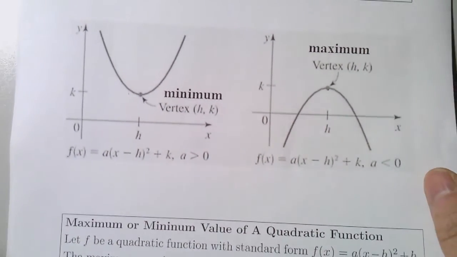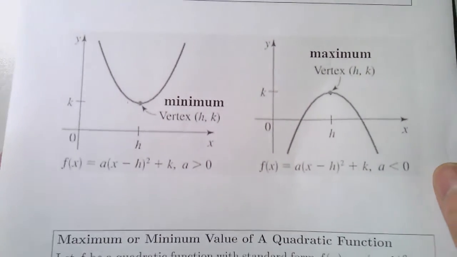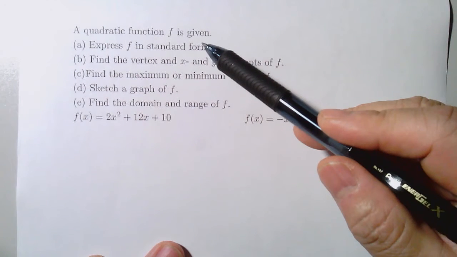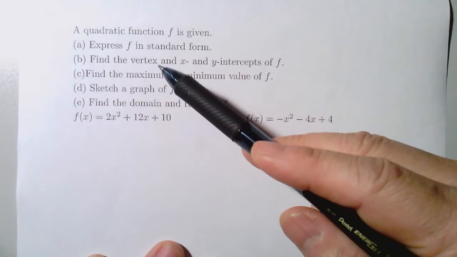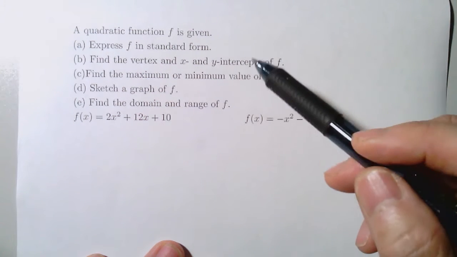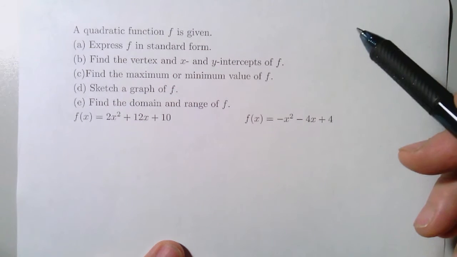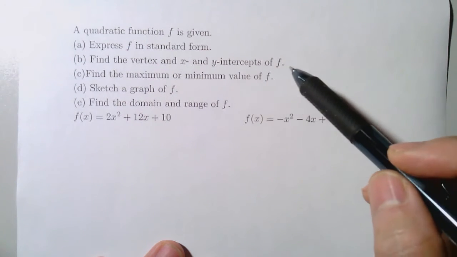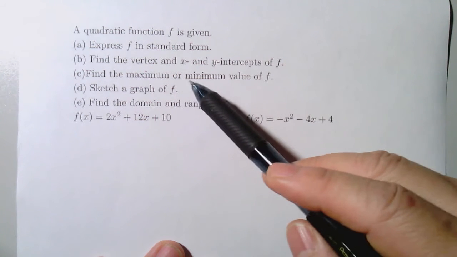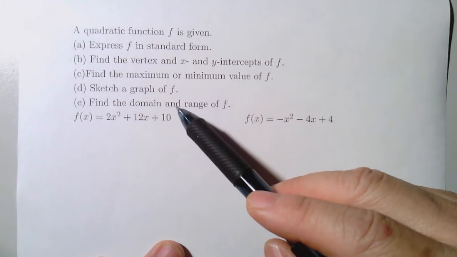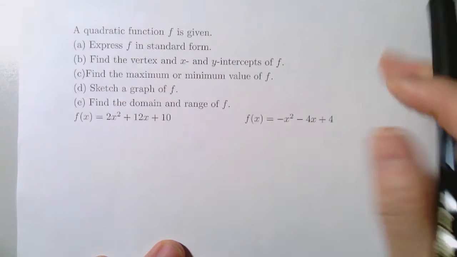So let's take a look at a specific example and see how we solve a problem like this. We have an example. A quadratic function f is given. We want to express f in standard form, meaning a times (x minus h) squared plus k. We want to find the vertex and the x and y intercepts of f. We want to find the maximum or minimum value of f, sketch the graph, and find the domain and range of f.